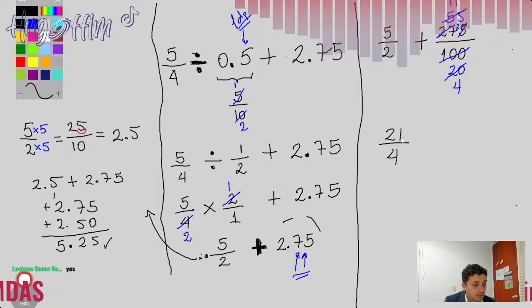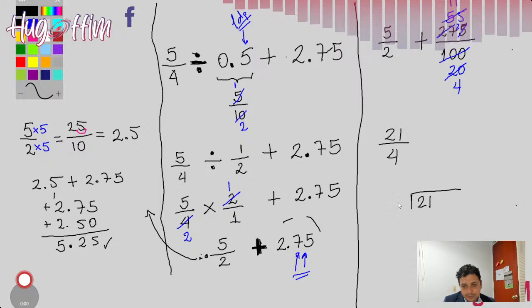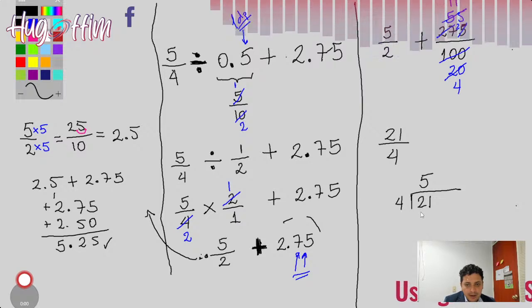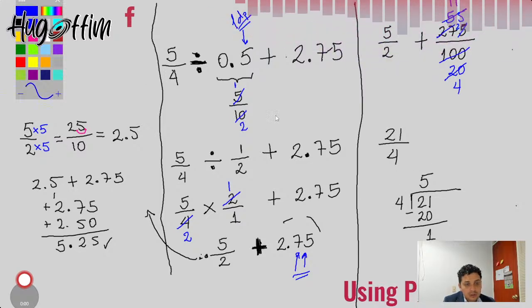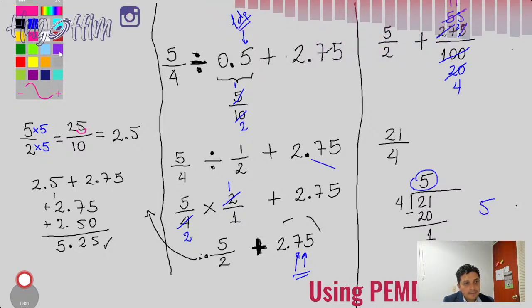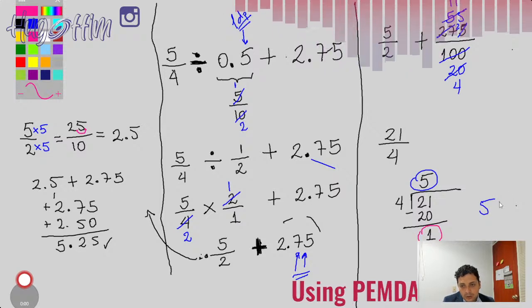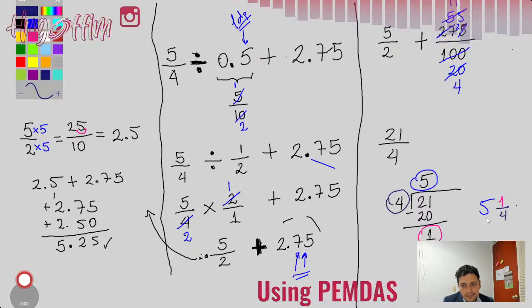Now, one option is that you divide 21/4. So perform the division, 21 divided by 4. This is one option. If you divide 21 by 4, you're gonna get 5 here. 5 times 4 is 20. 21 minus 20 is 1. So you got 5 wholes and 1/4. This is option number 1.